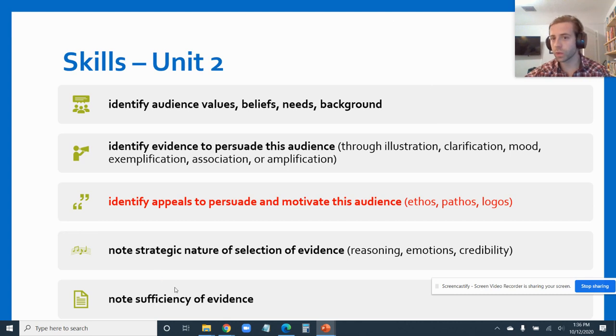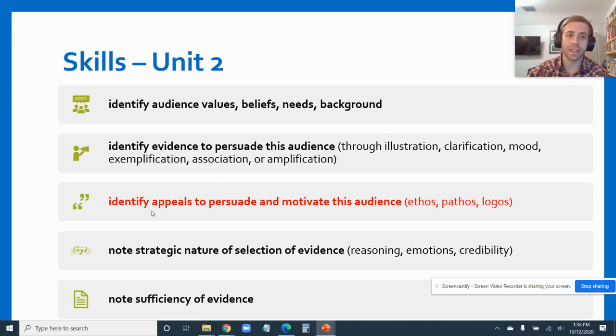So the skills that we're going to specifically work on over this unit are, number one, to identify the audience's values, beliefs, and needs. Because in order to truly address and persuade someone, we've got to understand where they're coming from. Secondly, we're going to identify different types of evidence used. Is this evidence that illustrates or associates or exemplifies something? So we get to learn all those vocab words and how to apply them.